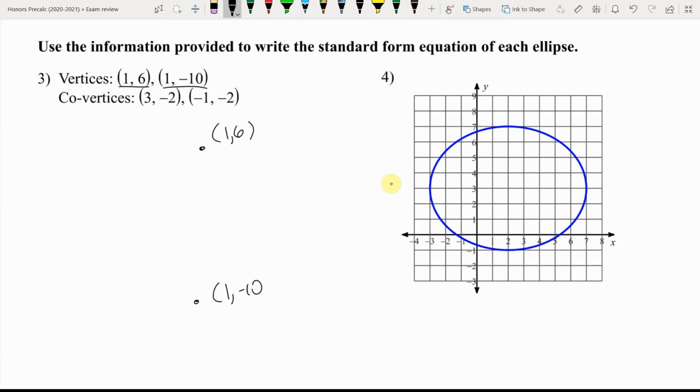And then those are the vertices. And then the co-vertices, and if we wanted to draw this in here, I could draw a set of axes here if we want. So you can kind of see what it looked like. It'd be like this.